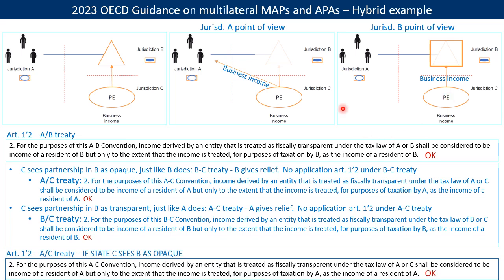And then finally, under the AC Treaty, if one even gets there, one would have to say, for purposes of the convention, income derived by the entity that is resident as fiscally transparent under the laws of A or C shall be considered to be income of a resident, but only to the extent the income is treated for purposes of taxation of A as income of a resident of A. And now you get to this situation where B is completely ignored, and you can see it's basically a repetition of what we have under the second sub-bullet. So things work out okay.